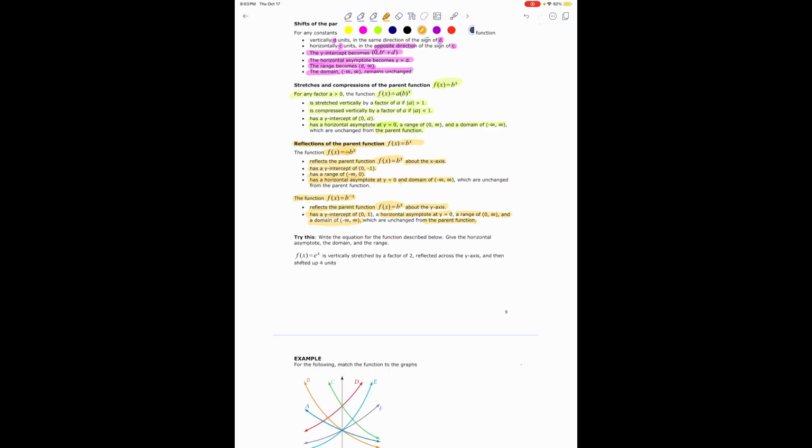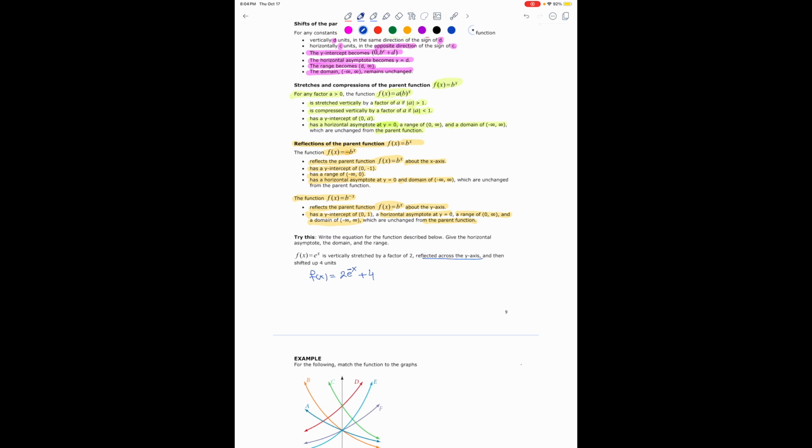Try this. Write the equation for the function described below. Give the horizontal asymptote, the domain, and the range. The function is f of x equals e to the x power, vertically stretched by a factor of 2, reflected across the y-axis, and then shifted up 4 units. So the new function f of x is going to be the vertical stretching by a factor of 2. It's going to be 2e to the x power. Reflecting across the y-axis means we're going to change the sign of x, and then shift it up 4 units. That means we're going to add 4 units to that function.